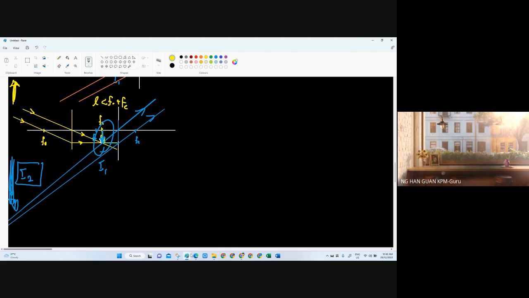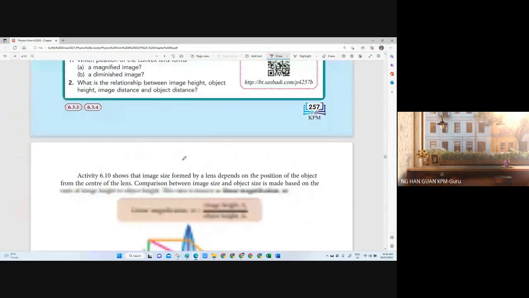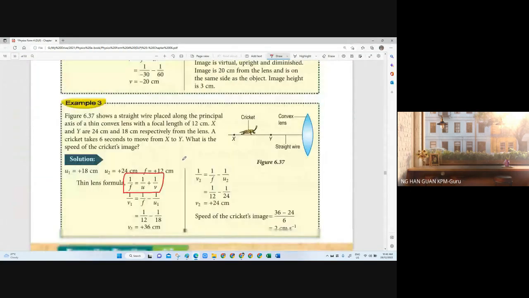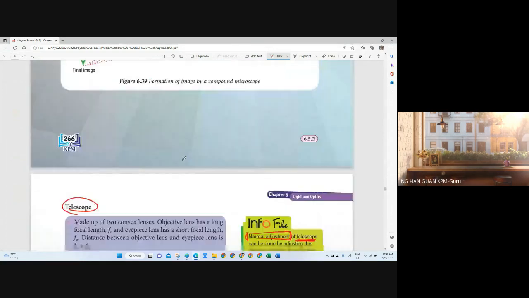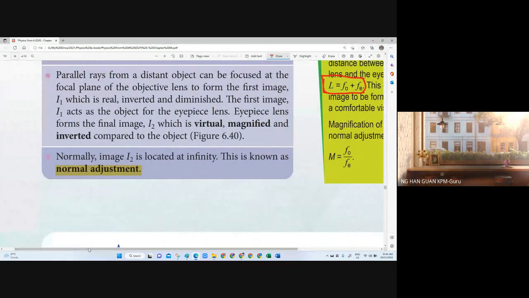So when you look at the textbook, for the telescope, you see the final image I2: virtual, magnified, inverted. Compared to what? Compared to the object. Right? So this is something that you must know. Virtual, magnified, inverted, compared to the object.